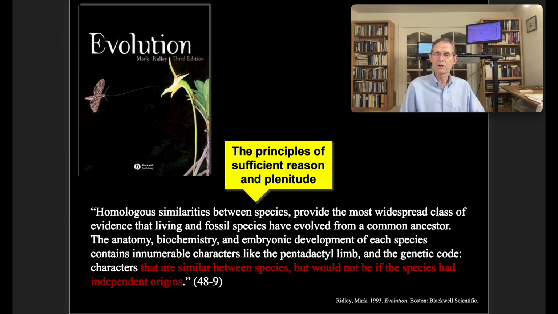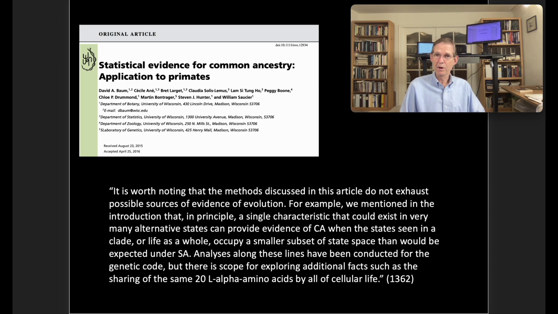But whereas theologians of the past believed that God would create the fullest world, that's the principle of plenitude, now evolutionists are saying, yes, God would create the fullest world, as has always been believed, but that's not what we're finding. There's no sufficient reason, therefore it must have evolved. Here is the same argument from that David Baum 2016 paper.